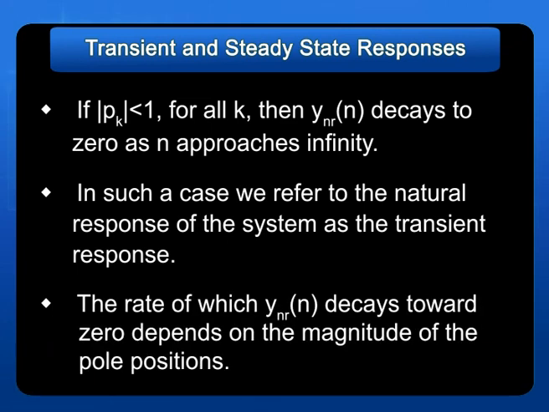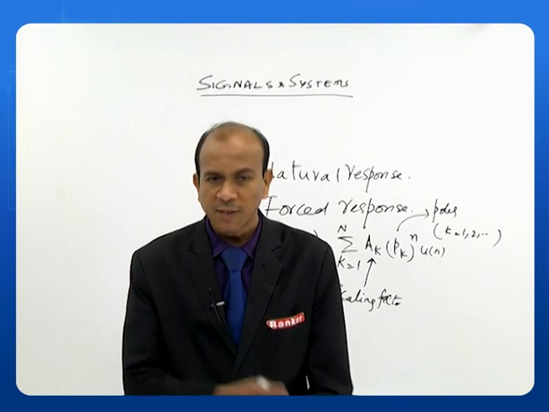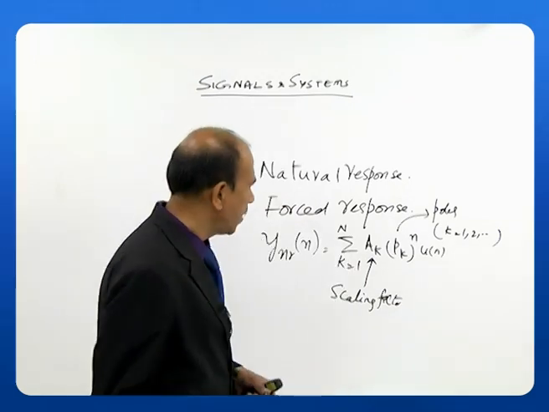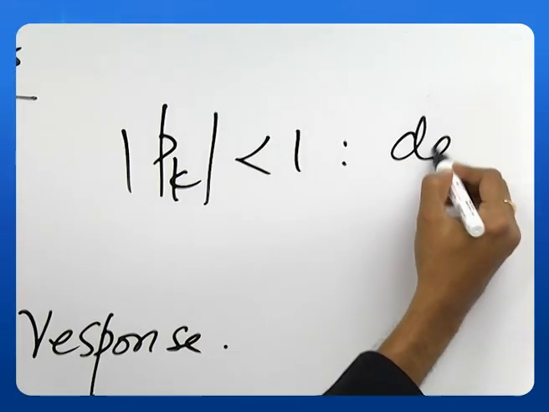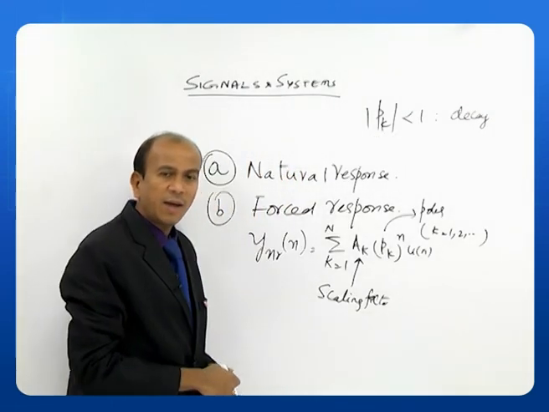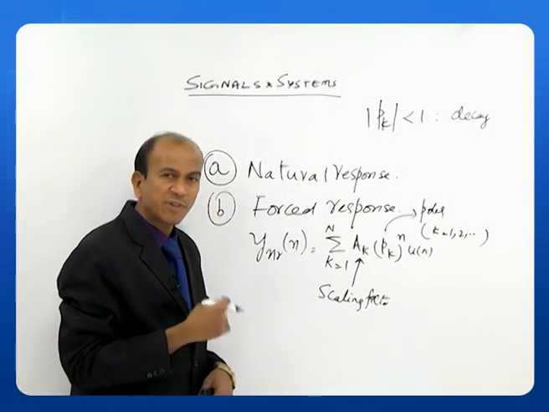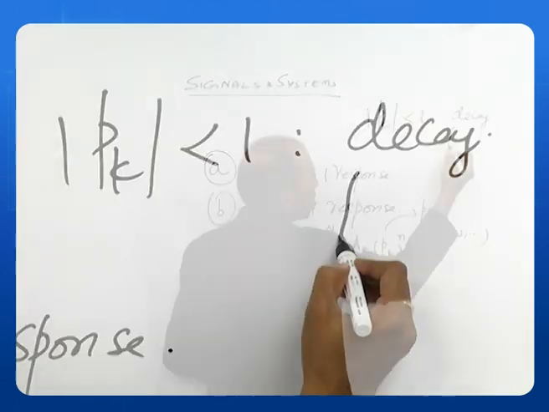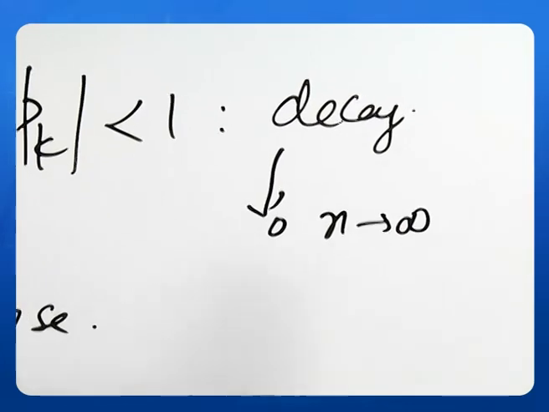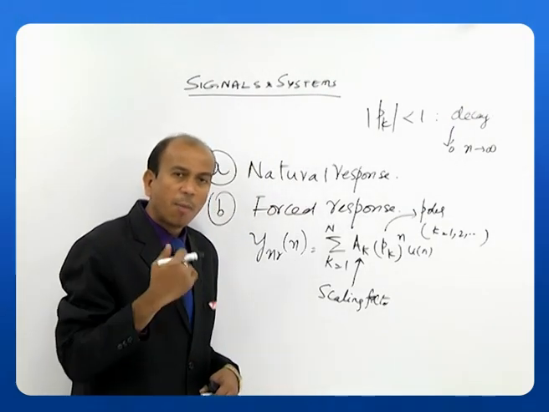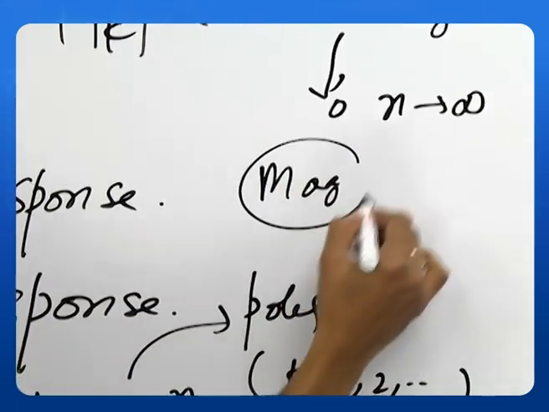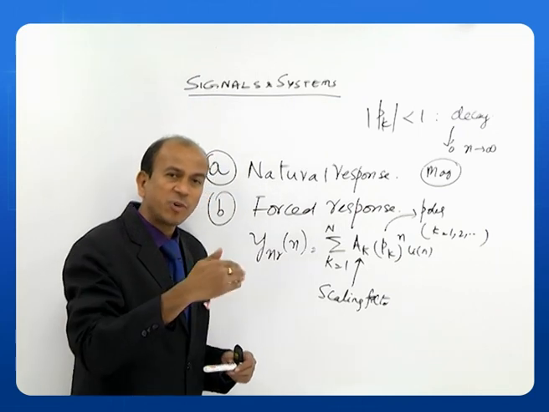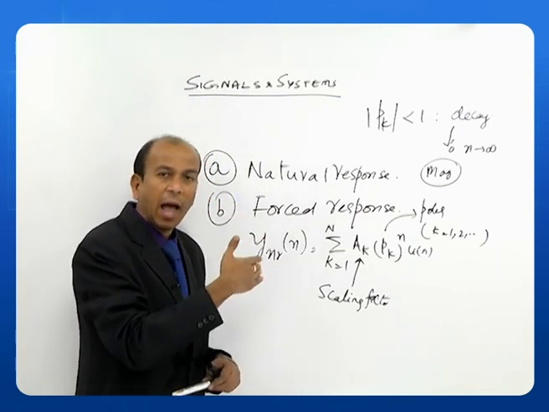The rate at which y_nr of n decays towards 0 depends on the magnitude of the pole positions. So these are some important points. If the magnitude of p_k is less than 1, then the signal decays, and we call this type of response a transient response because it decays to 0 when n is tending towards infinity. The amount of decay depends on the magnitude of the poles, so the pole magnitude also helps us identify by how much factor the decay is happening.